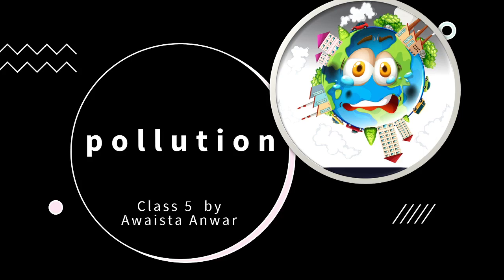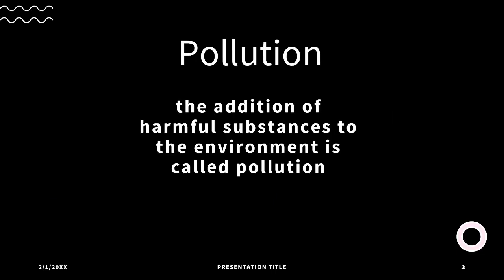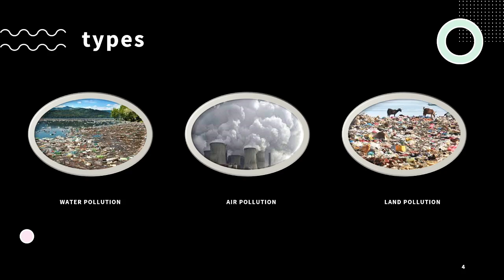So let's start. What is pollution? Pollution. The addition of harmful substances to the environment is called pollution. There are three types of pollution. Number 1, water pollution. Number 2, air pollution. And number 3, land pollution.